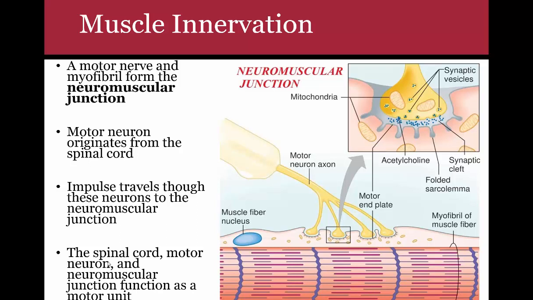So in total, this neuromuscular junction functions as a motor unit. Again, this neuron originates from the spinal cord, which then causes this contraction.